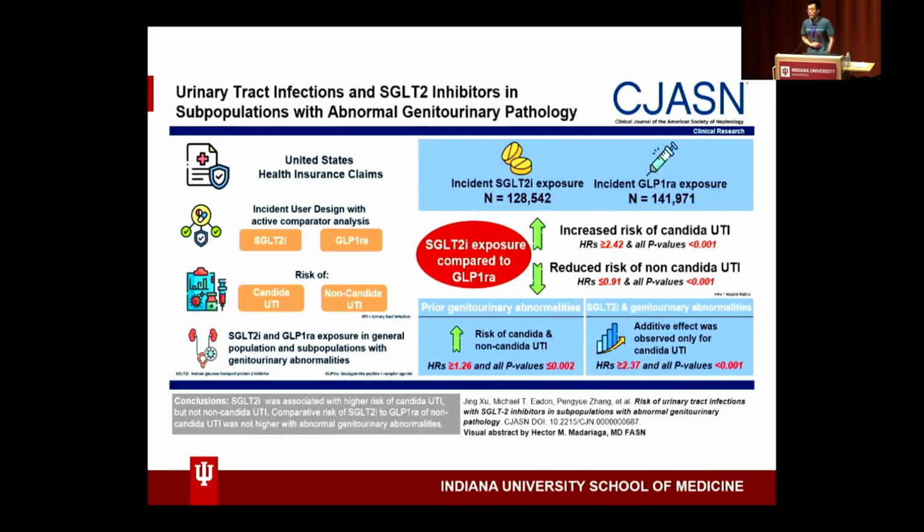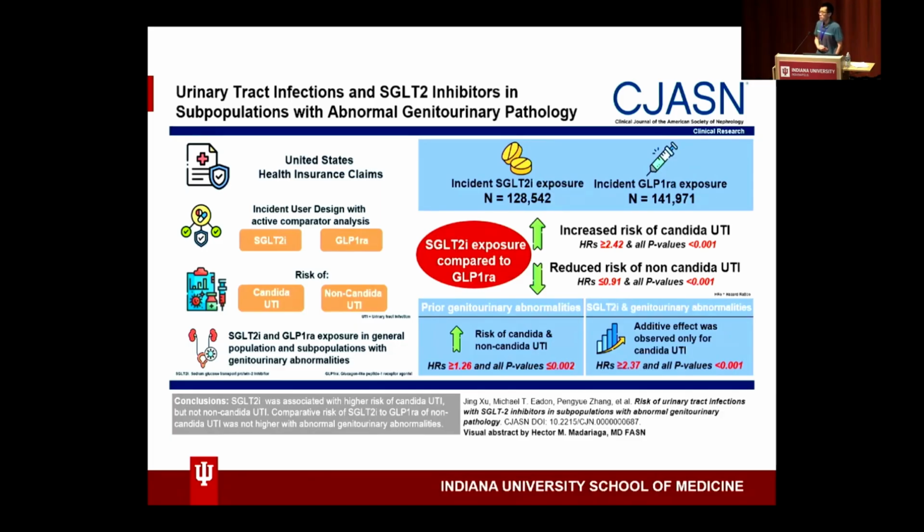Third, we also conduct adverse drug event data mining with respect to the precise outcome. Literature shows a mixed relationship between the SGLT2 inhibitor, which is a very common anti-diabetic drug, and urinary tract infection. So we derived a very large cohort. We compared 128,000 SGLT2 inhibitor users to 141,000 GLP-1 receptor agonist users.